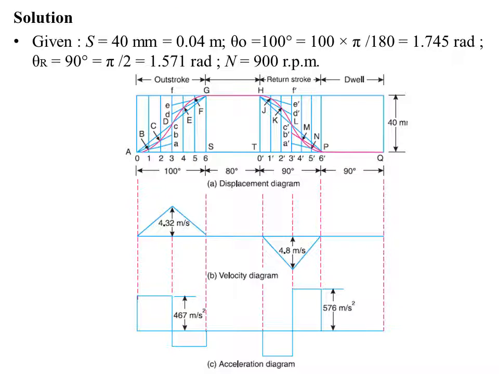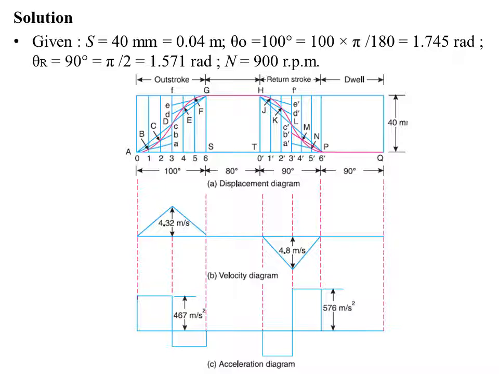Let us write what has been given initially. They have given S, that is the lift of the follower, 40 mm, convert to meters. Then theta naught, which we know represents outstroke, is 100 degrees, convert into radians. This can be done by 100 degrees multiplied by pi by 180. So it gets converted to radians. Next, theta R, that is the return stroke, 90 degrees. Convert that to radians again, 90 times pi by 180.